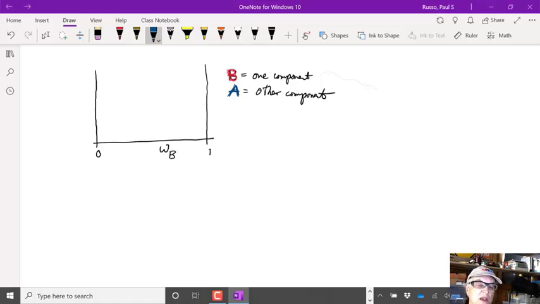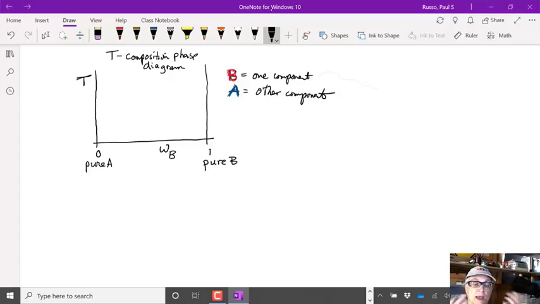So anyway, if we have WB equals 1, that means pure B. And WB equals 0 means pure A, no B. The other axis here is temperature. So this is altogether a temperature-composition phase diagram. And we'll see these.